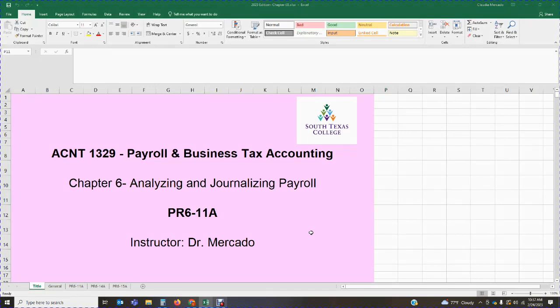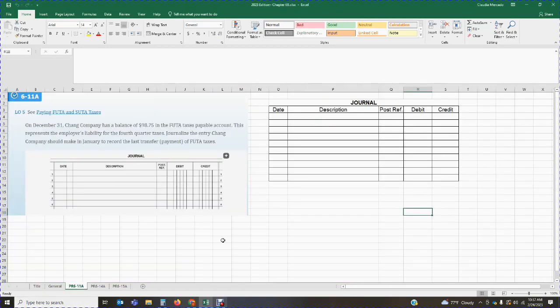And in this lecture, we are continuing covering Chapter 6, which deals with analyzing and journalizing payroll. In this particular lecture, I am going to be covering Problem 6-11A. Okay, so Problem 6-11A is a very simple problem. It should take us maybe 2 to 3 minutes. I just want us to understand the concepts of what we are doing.